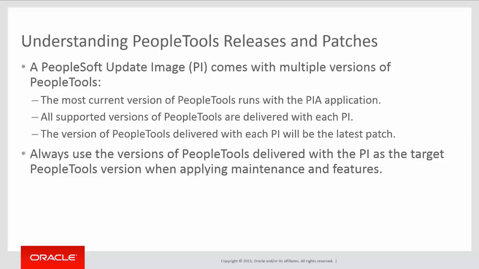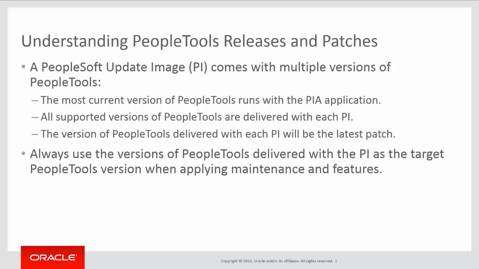Instead of requiring you to upgrade or patch your tools version in order to apply maintenance, PeopleSoft delivers complete tools versions in the update image that's used exclusively for the maintenance process. When you're configuring Change Assistant, make sure you use the version of PeopleTools that was delivered in the update image rather than using your local version. That will ensure that you are using the latest version that's been certified to run the update process properly.